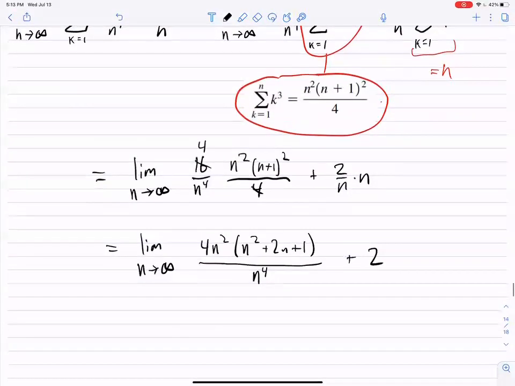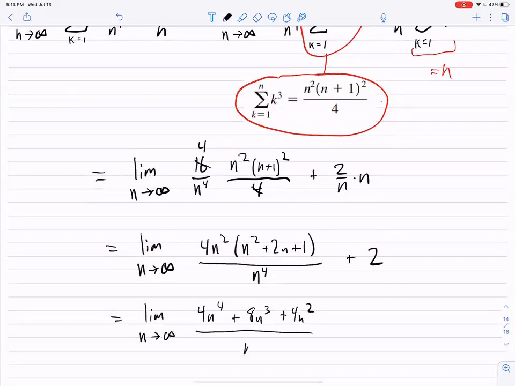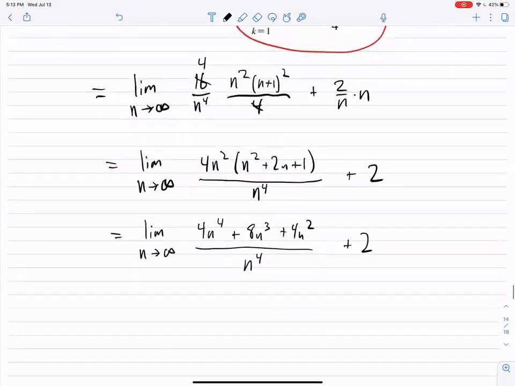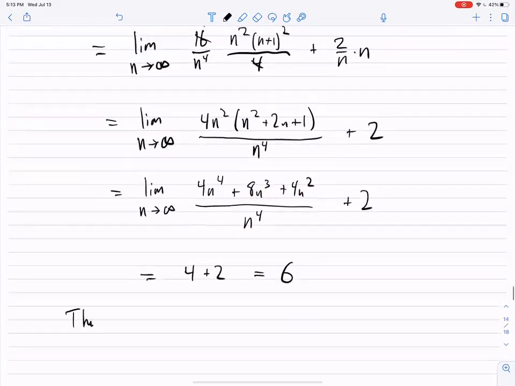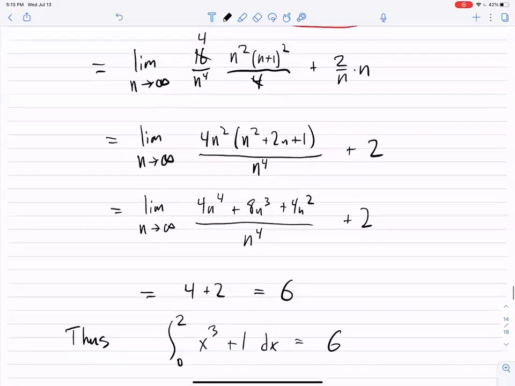So if you take the limit as n goes to infinity, it really only depends on the lead term. So this is the limit as n approaches infinity of 4n to the fourth plus 8n cubed plus 4n squared all over n to the fourth, plus 2. And that limit is just going to be, because it's n to the fourth over n to the fourth, and those others are all smaller, those go to 0. And so it's just going to be 4 plus 2. It's equal to 6. So thus, the integral from 0 to 2 of x cubed plus 1 dx is equal to 6. That is a lot of work to calculate that exact area.